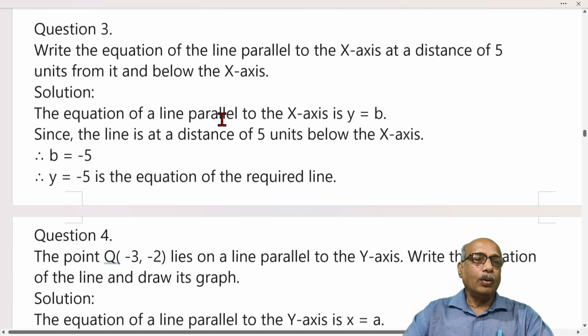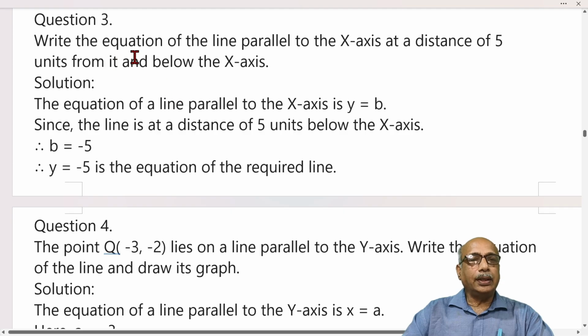Easy? Okay. Question 3. Write the equation of the line parallel to x-axis at a distance of 5 units from it and below the x-axis. So, the y-coordinate will be negative. The equation of a line parallel to x-axis is y equals b, some constant. Since the line is at a distance of 5 units below the x-axis, b equals minus 5. Therefore, y equals minus 5 is the equation of the required line.